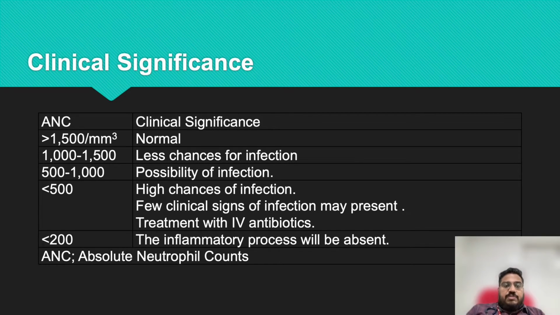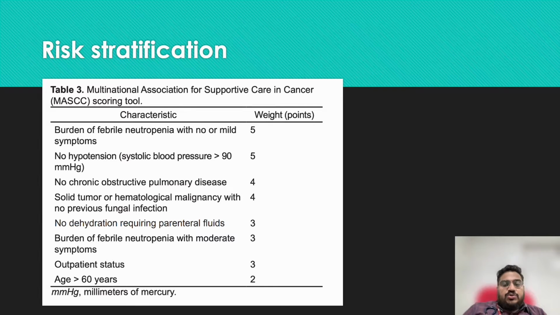So less than 200, absolute neutrophil count less than 200. So that is your diagnostic criteria, and not the diagnostic criteria, that is the clinical significance, and that is the classification of your neutropenia. Now coming to one of the most commonly used risk stratification indices.